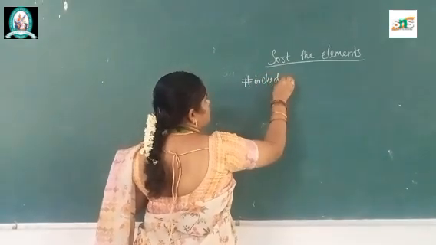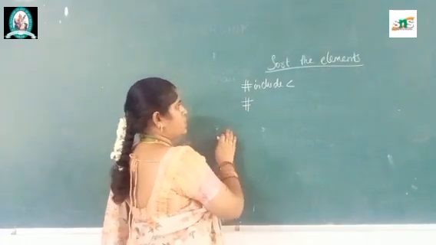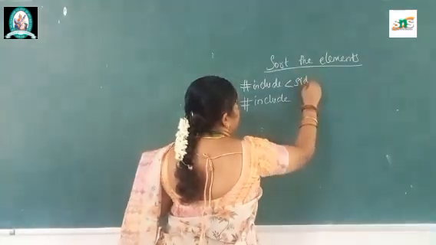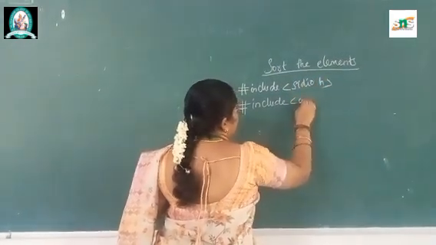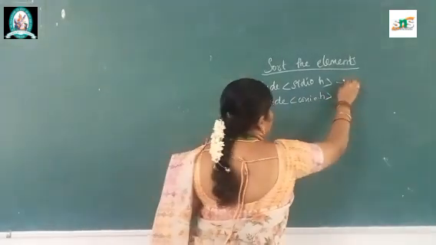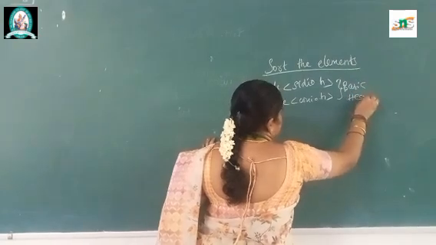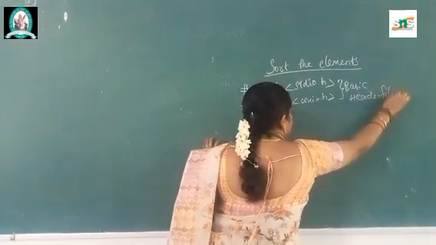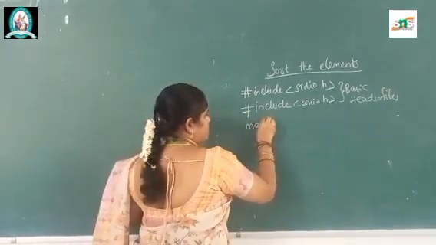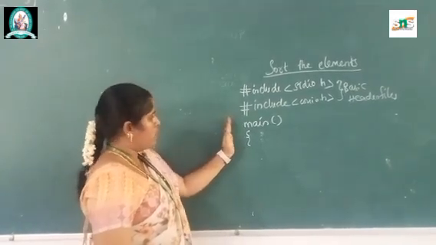First, we need to include the header files. There are two basic header files to be included. The first one is the standard input output header file, stdio.h, and the second one is the conio.h. These two are the basic header files. Next, it starts from the main function. Inside the main function only, we are going to write the code.